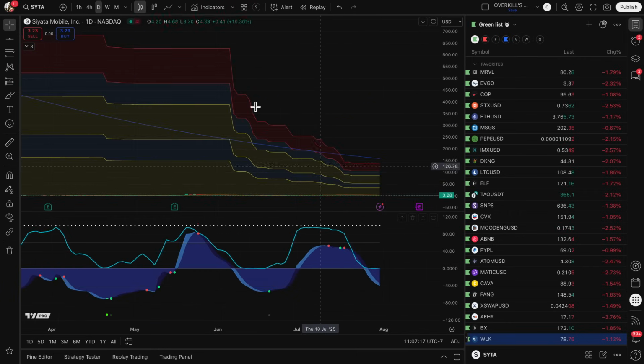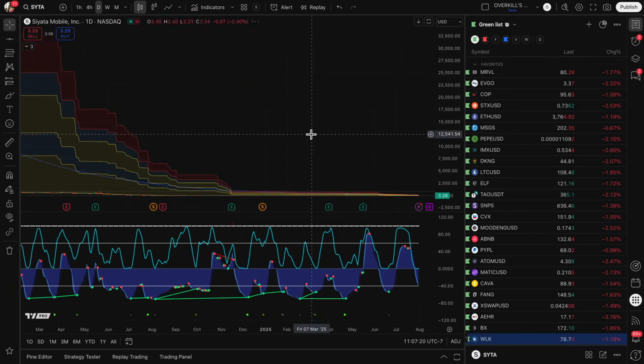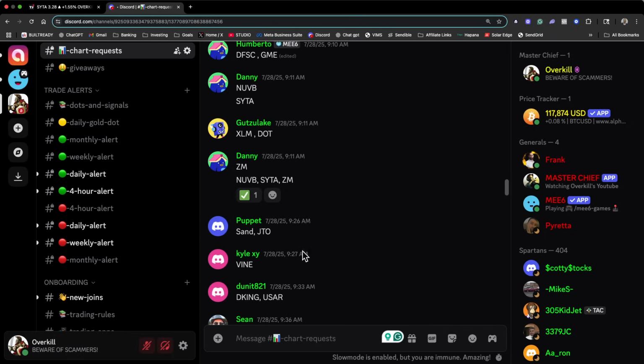SYTA, that one needs a green dot. This one looks like it had a stock split or something, so that kind of ruins the chart for us.